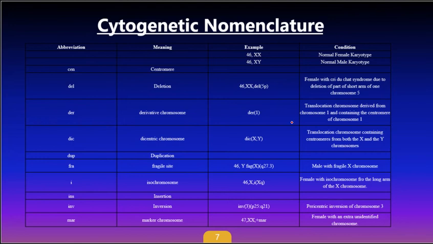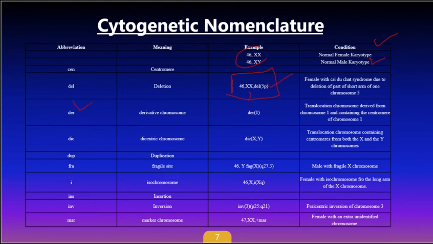Cytogenetic nomenclature is basically its abbreviations, meaning, examples, and condition. We know that 46,XX is a normal female karyotype and 46,XY is a normal male karyotype. Cen means centromere, del means deletion. 46,XX,del(5p), I already told you about, is a female with Cri-du-Chat syndrome. Cri-du-Chat means the infant cries with a sound like a cat, due to deletion of part of the short arm of chromosome number 5.